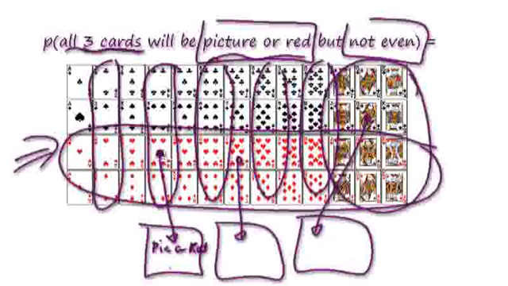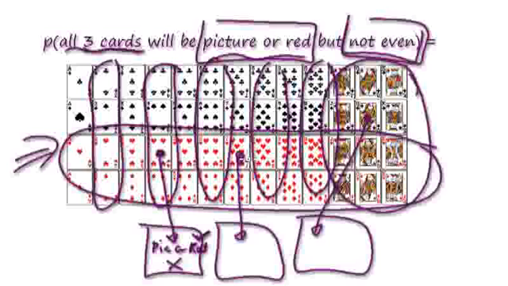So look at this here. It's a picture card or red. Well, even though it's not a picture card, it's a red card. So the first part is good because it is picture or red. Well, it's red, so that's good so far. But we also require that it's not even. Well, it's an even here, so this is no good.